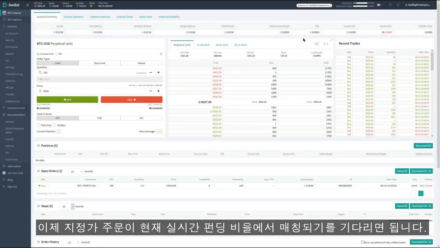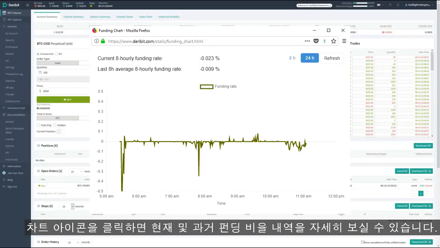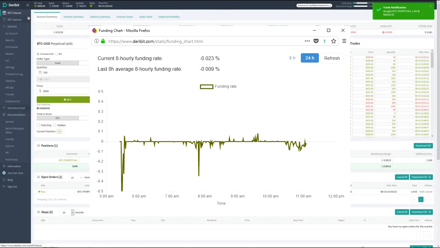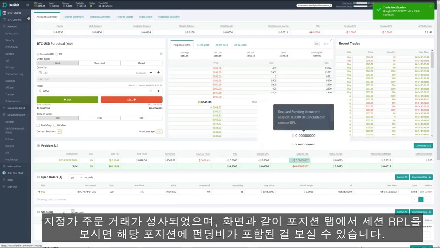While we wait for our limit order to be filled, above the real-time funding rate readout is a small chart icon. Clicking it will show an expanded and more detailed chart of the funding rate, both present and historically. Our limit order has been filled. By mousing over the session realized profit and loss in the position tab, you can see the realized funding included in the position so far.